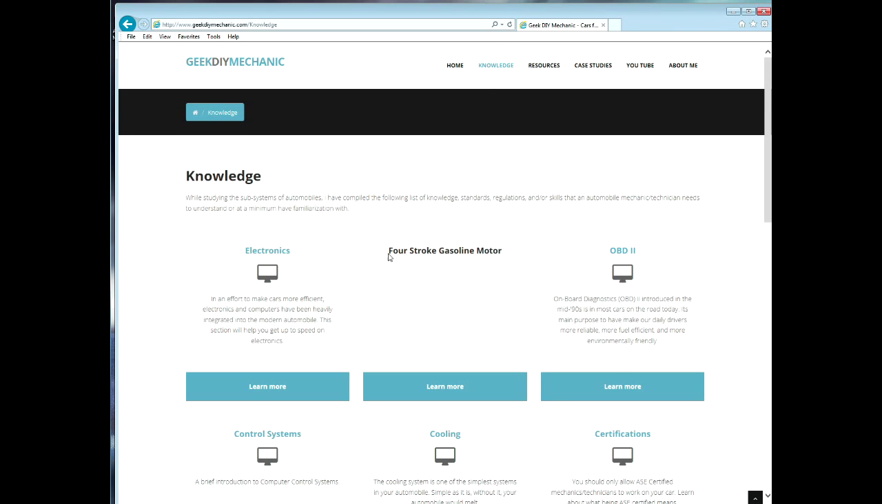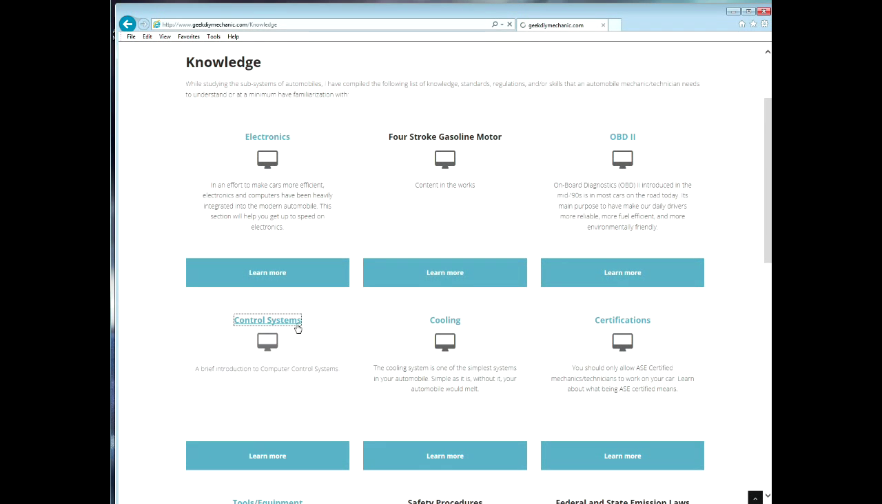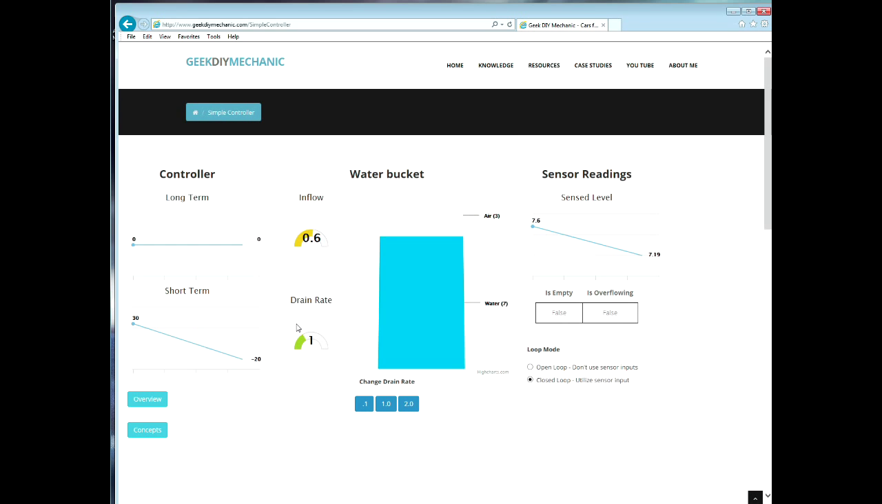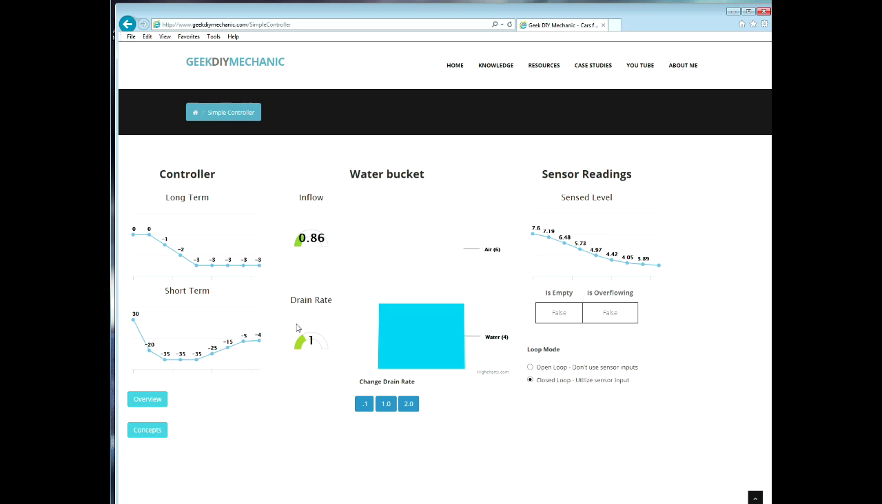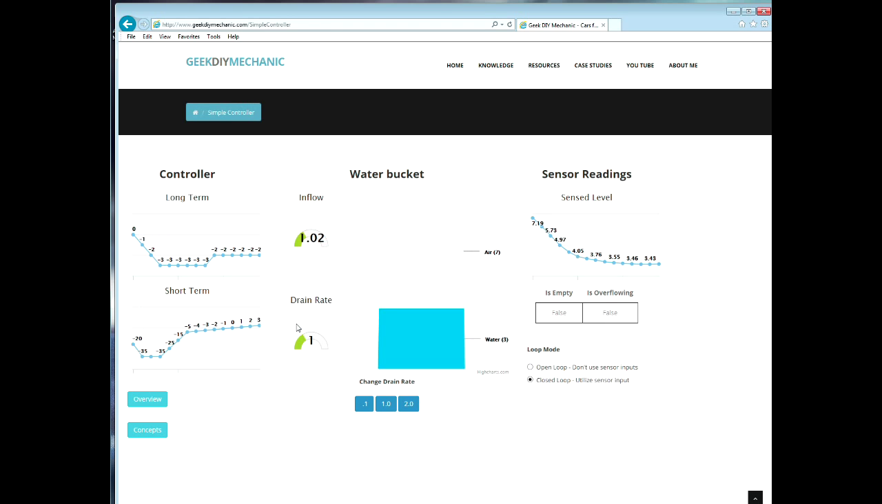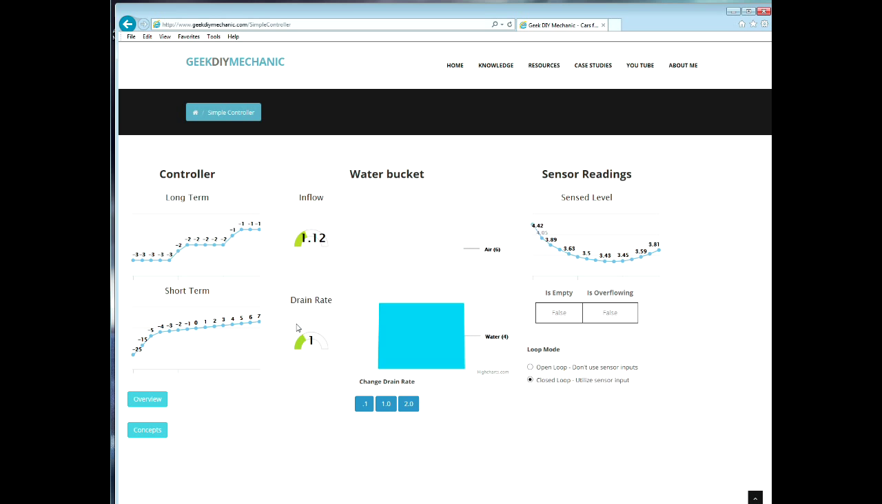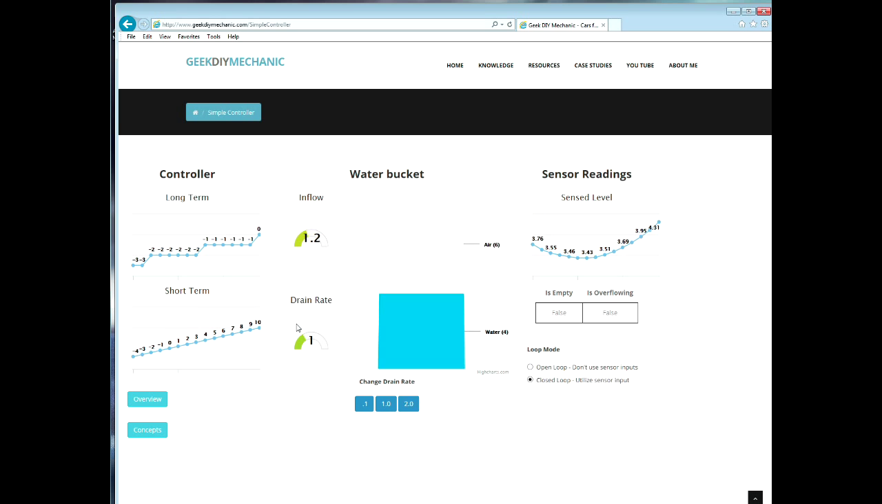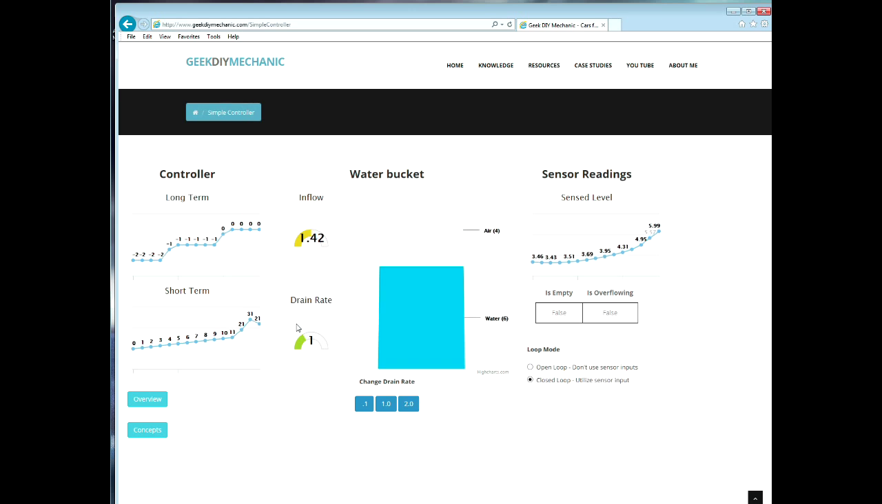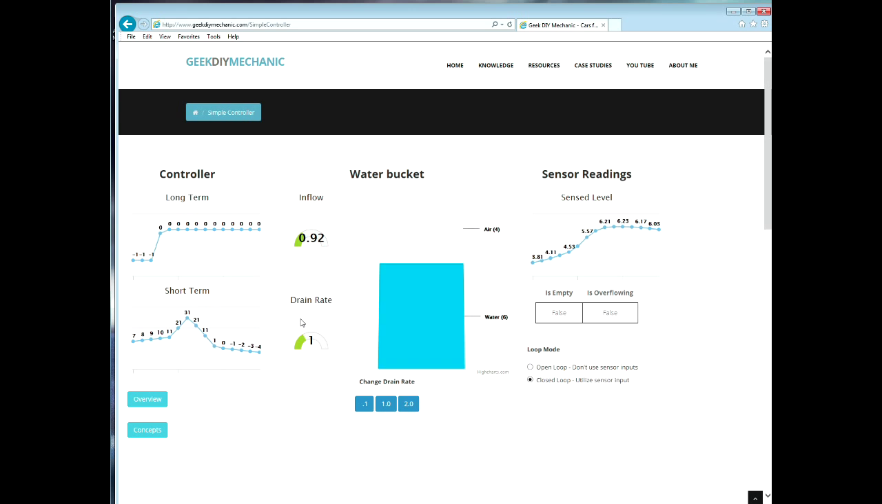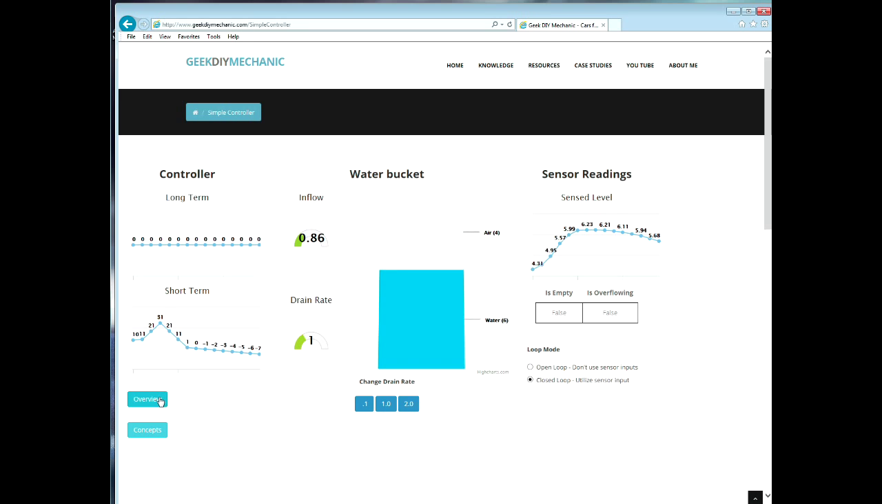So navigate to Knowledge, Control Systems. I have a very simple control system modeled here. It's using JavaScript, so don't expect anything spectacular, but I did implement it in a way that would help us understand how the car computer control system works. Let's go over the overview.